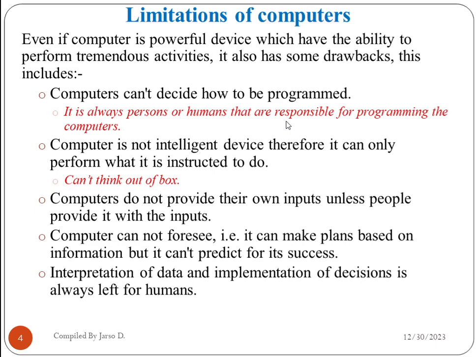The next one, it is not intelligent. For example, we human beings are intelligent. We can perform many things. We can plan for the future, but a computer can't plan. Not only that, it can't perform what it is not programmed. A computer can perform only what it is instructed, what it is commanded, what it is programmed to do.